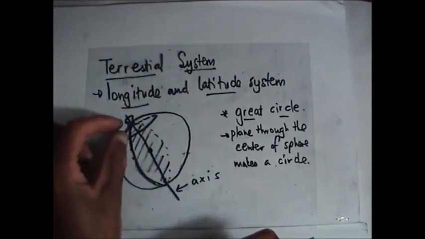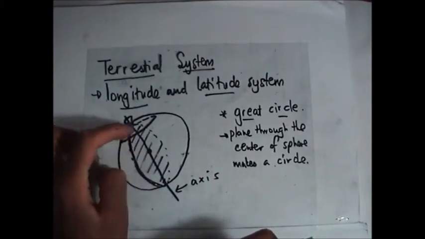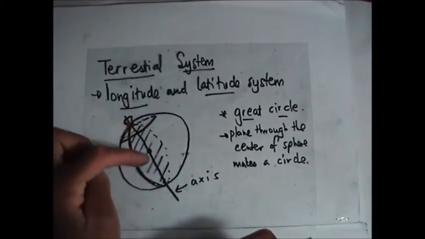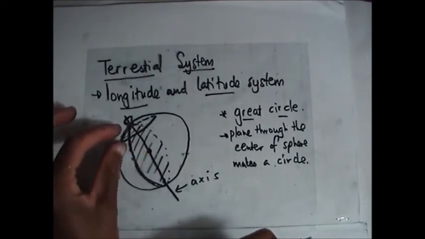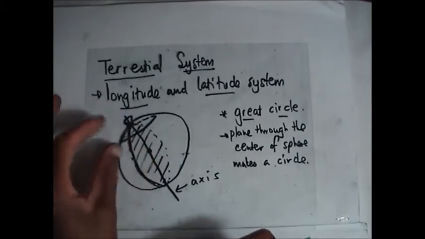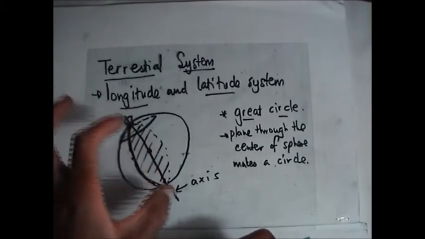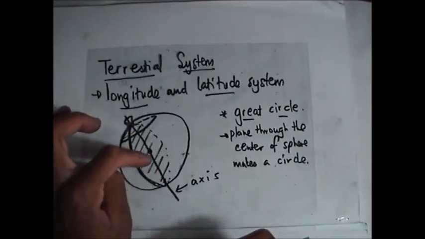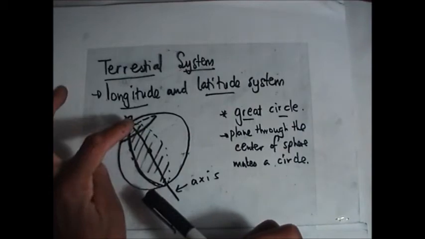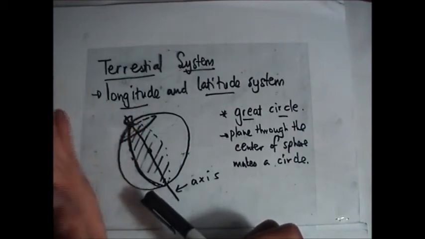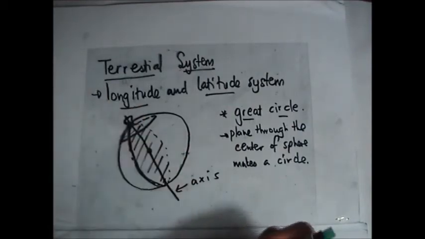But can you see this circle is not going through the center? So it cannot be a great circle because it's not going through the center. And that is the difference between a great circle and just a normal circle that you have cut out. A great circle has to be made up of a plane that passes through the center. This one is a plane, yes, but it's not passing through the center, so it is not a great circle.